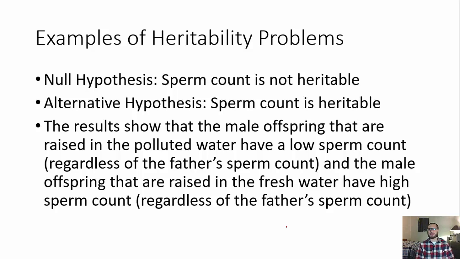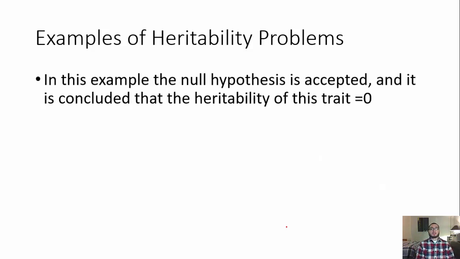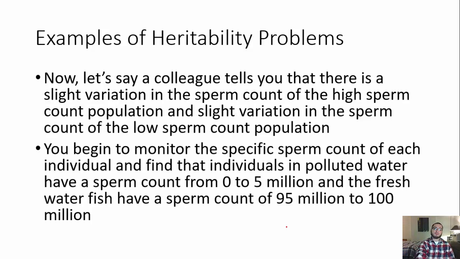Now, keep in mind, sperm count is not black and white. It's not just high versus low, but it could be varying numbers. But in this scenario, we're looking at relatively low and relatively high. So in this example, your null hypothesis is accepted and it's concluded that the heredity of this trait is 0. It all has to do with the environment.